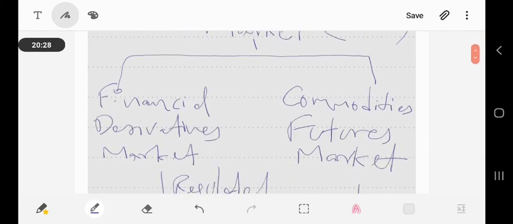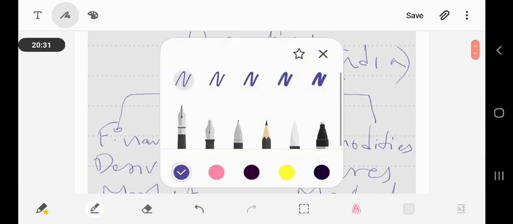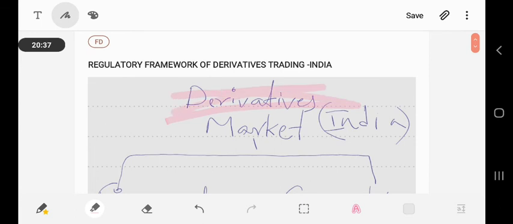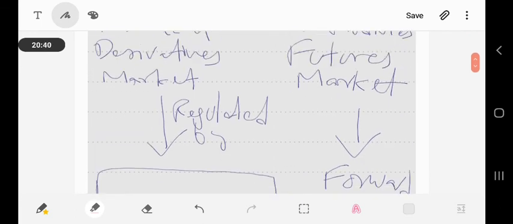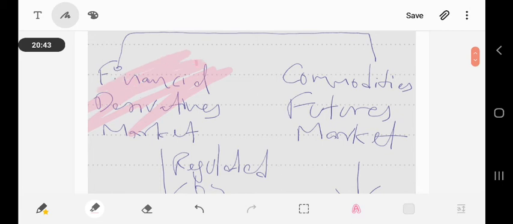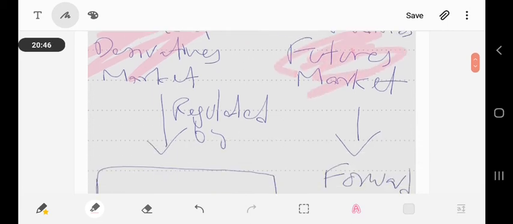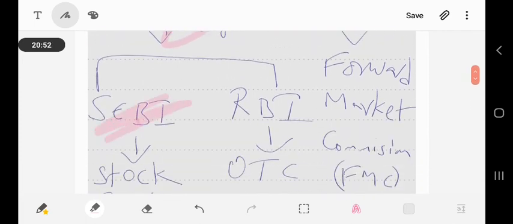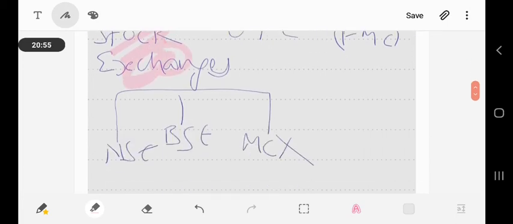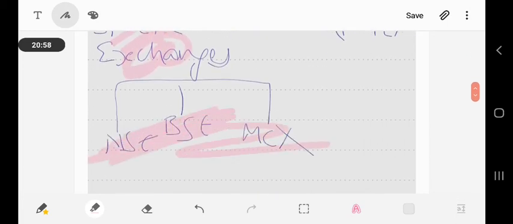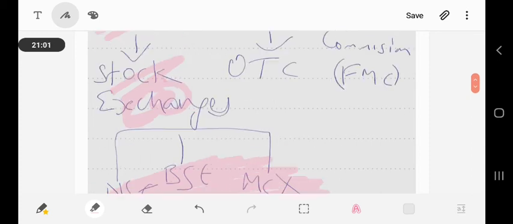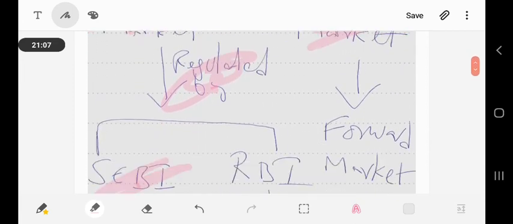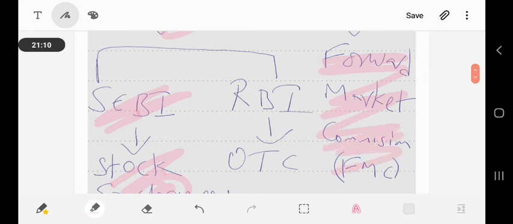So derivatives market in India is broadly of two kinds: financial derivatives and commodity futures market. Again, the financial derivatives market is regulated by SEBI through stock exchanges. And the stock exchanges in India are National Stock Exchange, Bombay Stock Exchange and all. Now, on the other side, the commodities futures market is regulated by Forward Market Commission, that is FMC.